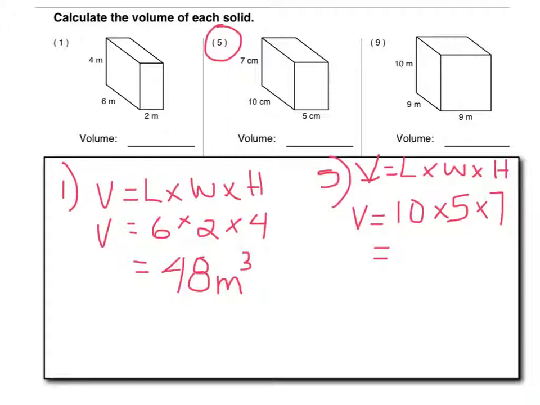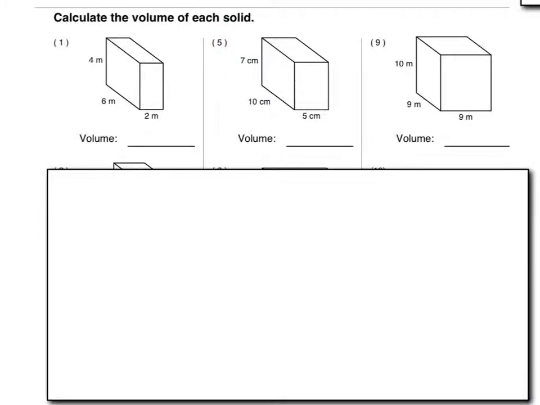10 times 5, well, annexing 0, I know that 1 times 5 is 5. Add the 0, is 50. 50 times 7, I can annex 0 again. 5 times 7 is 35, and I'm adding on that 0, 350 centimeters now, cubed. All right, let's take a look at our next one.